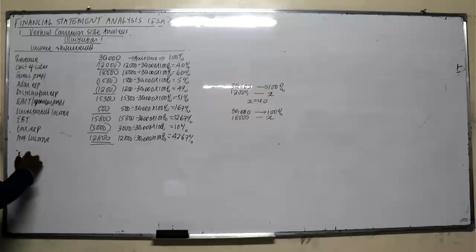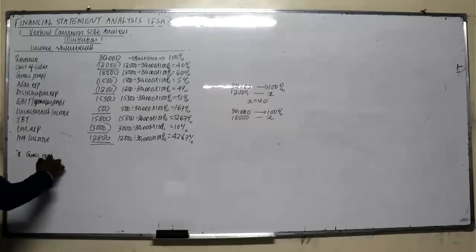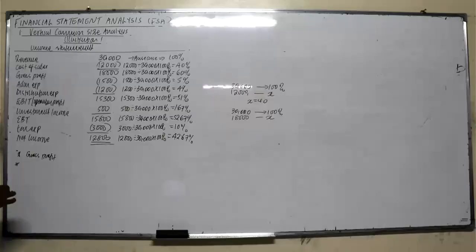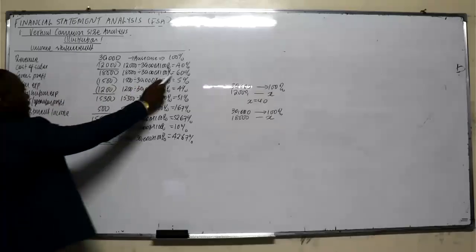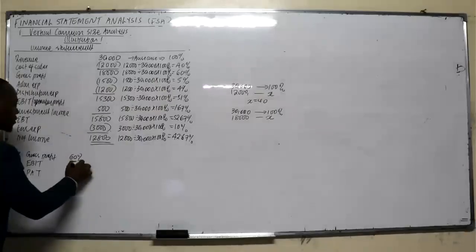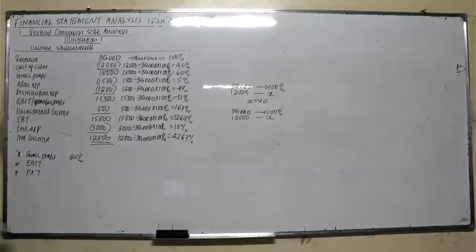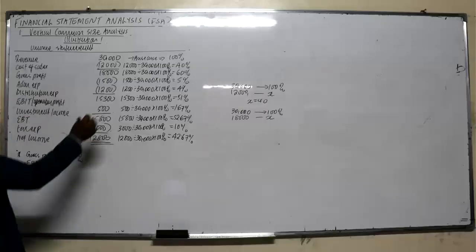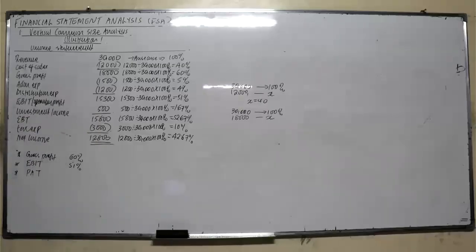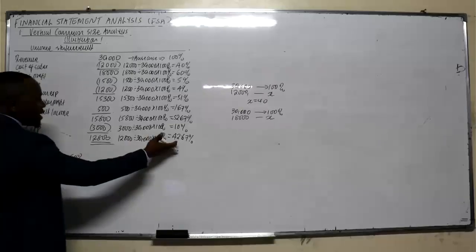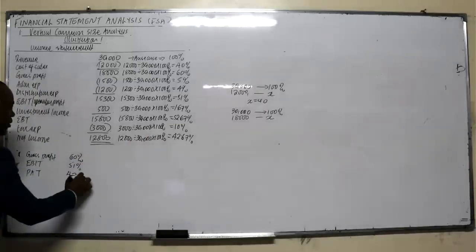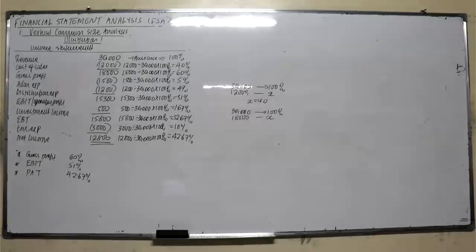Then from that, now the key elements that you factor. Number 1 is the gross profit. The other one is the operating profit, that's the EBIT. And the other one we factor will be the profit after tax. So in this case, the gross profit is 60% of the sales. The operating profit, that's the earning before interest and tax, is 51% of the sales. And the net income is 42.67%. What does that mean?